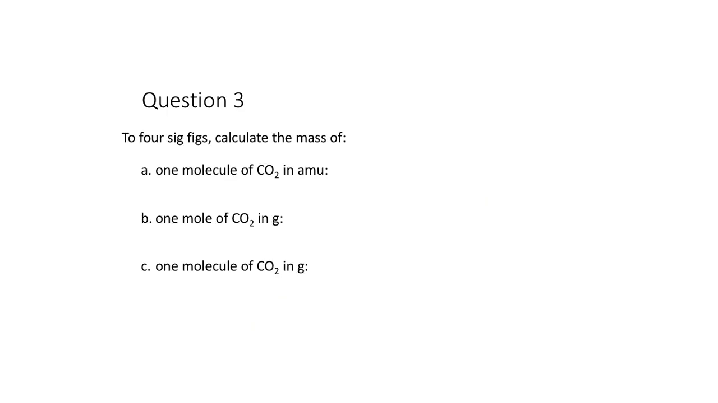Question 3: to 4 sig figs, calculate the mass of a molecule of CO2 in atomic mass units. For the atomic mass unit masses, I can use the periodic table. So 1 molecule of CO2 should be the mass of carbon in AMU plus 2 times the mass of oxygen in AMU. So that'll be 44.01 AMU.